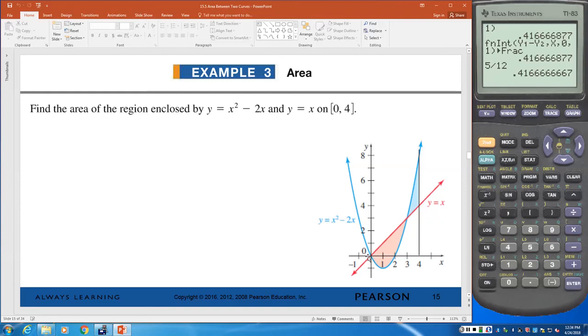So what we have to do here is take this part of the integral and do it separately from this part. And then add those two together. And you have to do this regardless of whether you do the integration on the calculator or if you do it by hand. It doesn't matter. So the first thing you need to do is find that intersection point.